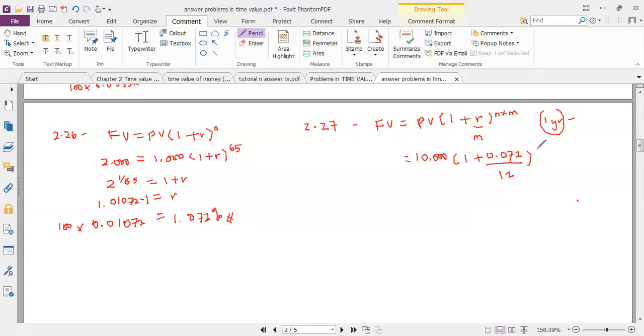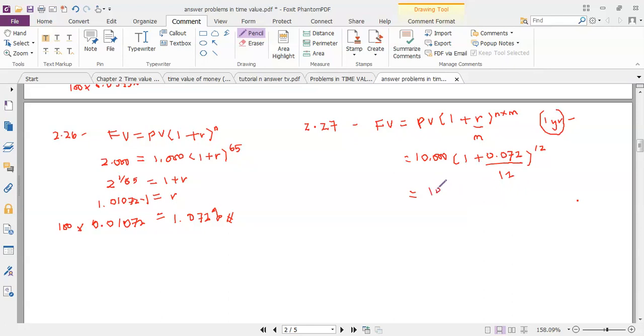Okay. Because the year is 1. Only 1 year. So how many months? So we multiply with M, 12. So 12 times 1 is 12. Okay. So what else? You just calculate. Alright. So how to calculate here? Okay. You must divide first. Divide this one. 0.072 divide with 12. So what is the answer for that? The answer is 0.006. Okay. So plus with 1. So the answer here is 1.006.